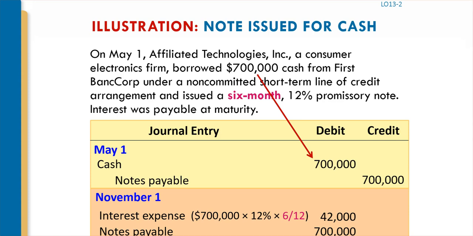So if you did your financial statements in between May 1st and November 1st and you put them out, you would have to record part of that 42,000 in interest expense and part of the 42,000 as an interest payable, which is an accrued expense. But this is the simplicity of it, and we are assuming there's no financial statements done between May 1st and November 1st.